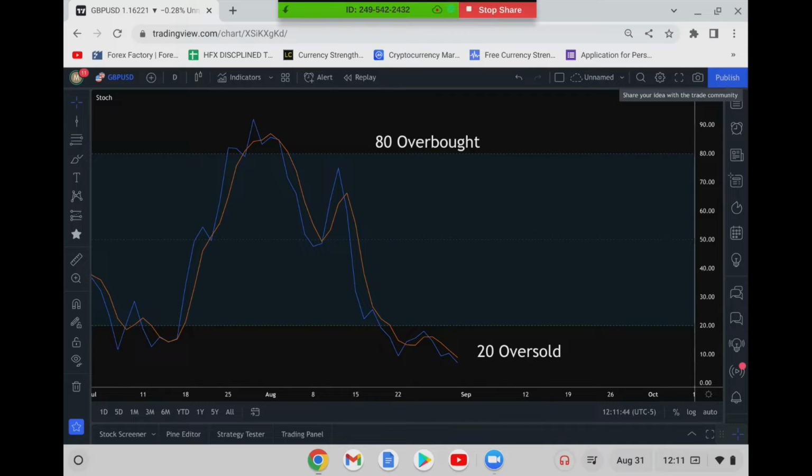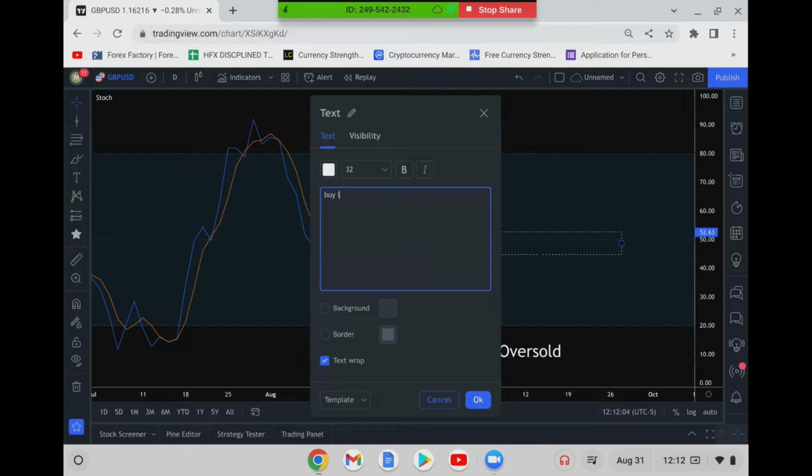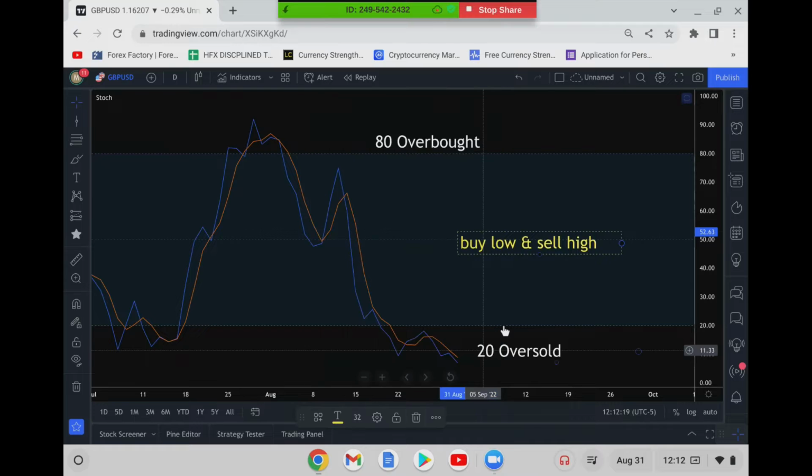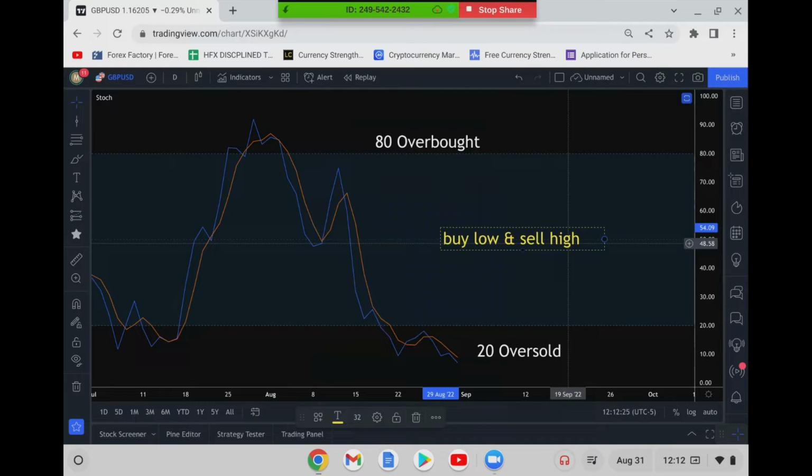So remember, you guys, you want to buy low and sell high. That is the whole point of these oscillators like the RSI and the stochastic. You want to buy when price is low or when the indicator is low, right? Oversold. And you want to sell when price is high, when the indicator is high or overbought.